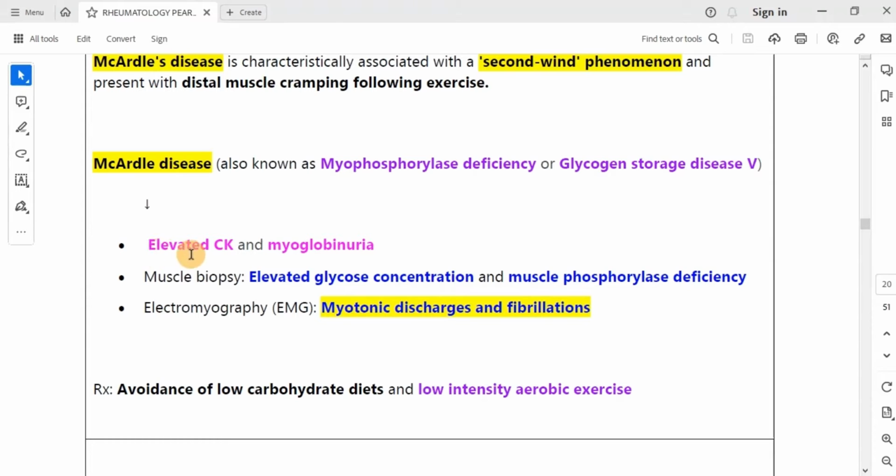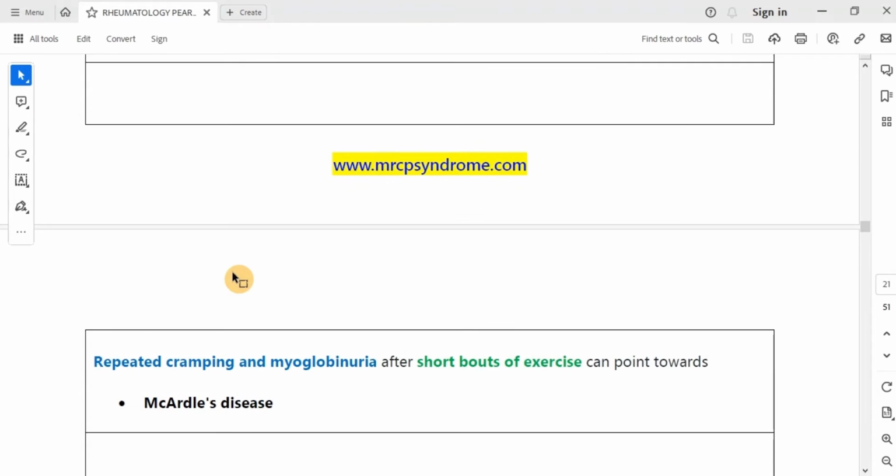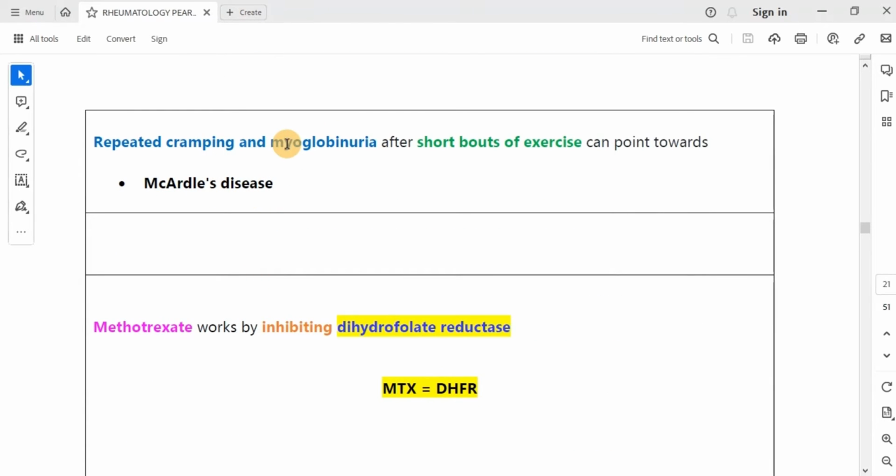So we can have elevated creatine kinase and myoglobinuria. Muscle biopsy will show elevated glycogen concentration and muscle phosphorylase deficiency, and EMG will show myotonic discharge and fibrillation. So myotonic discharge and fibrillation are the EMG findings in McArdle's disease. And management should be avoidance of a low carbohydrate diet and low intensity aerobic exercise. Repeated cramping and myoglobinuria after short bouts of exercise can point towards McArdle's disease.